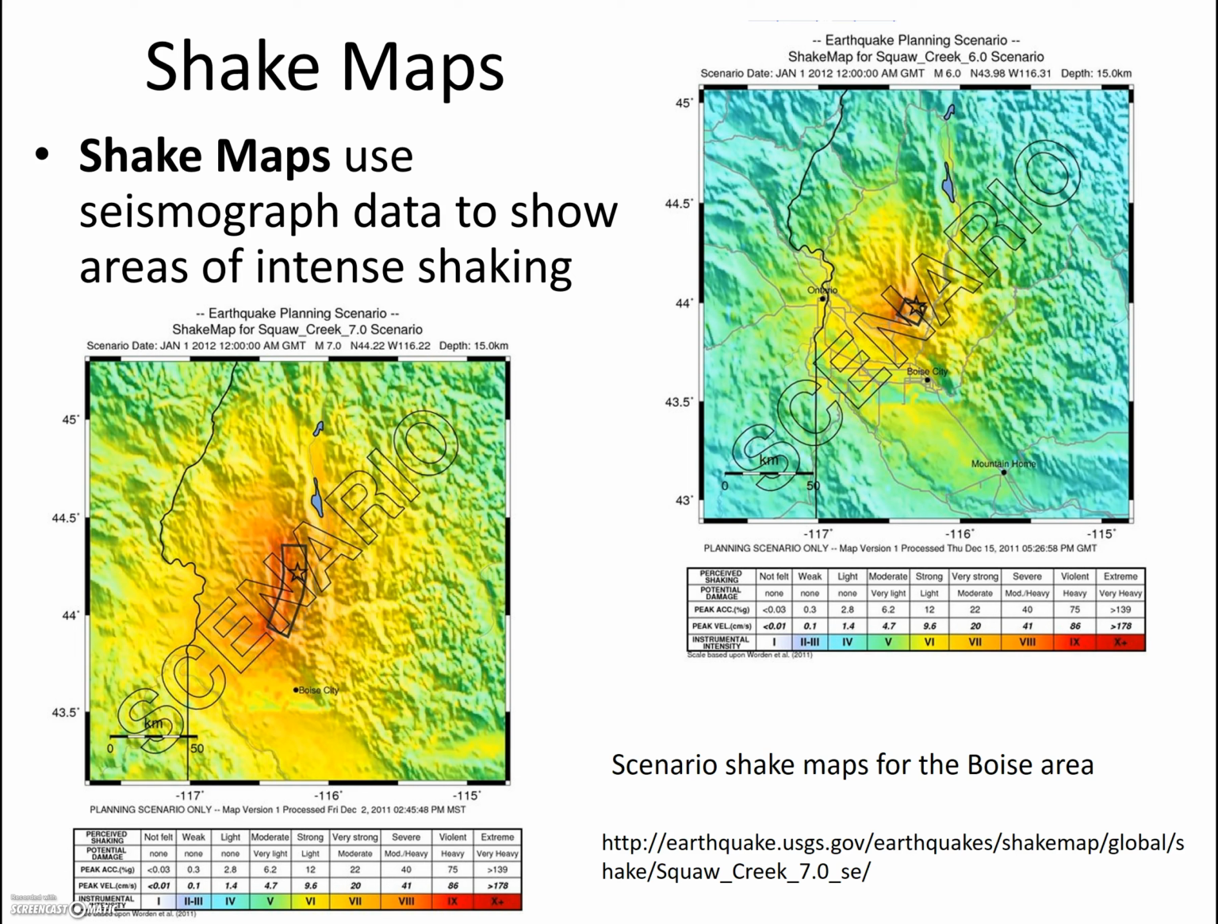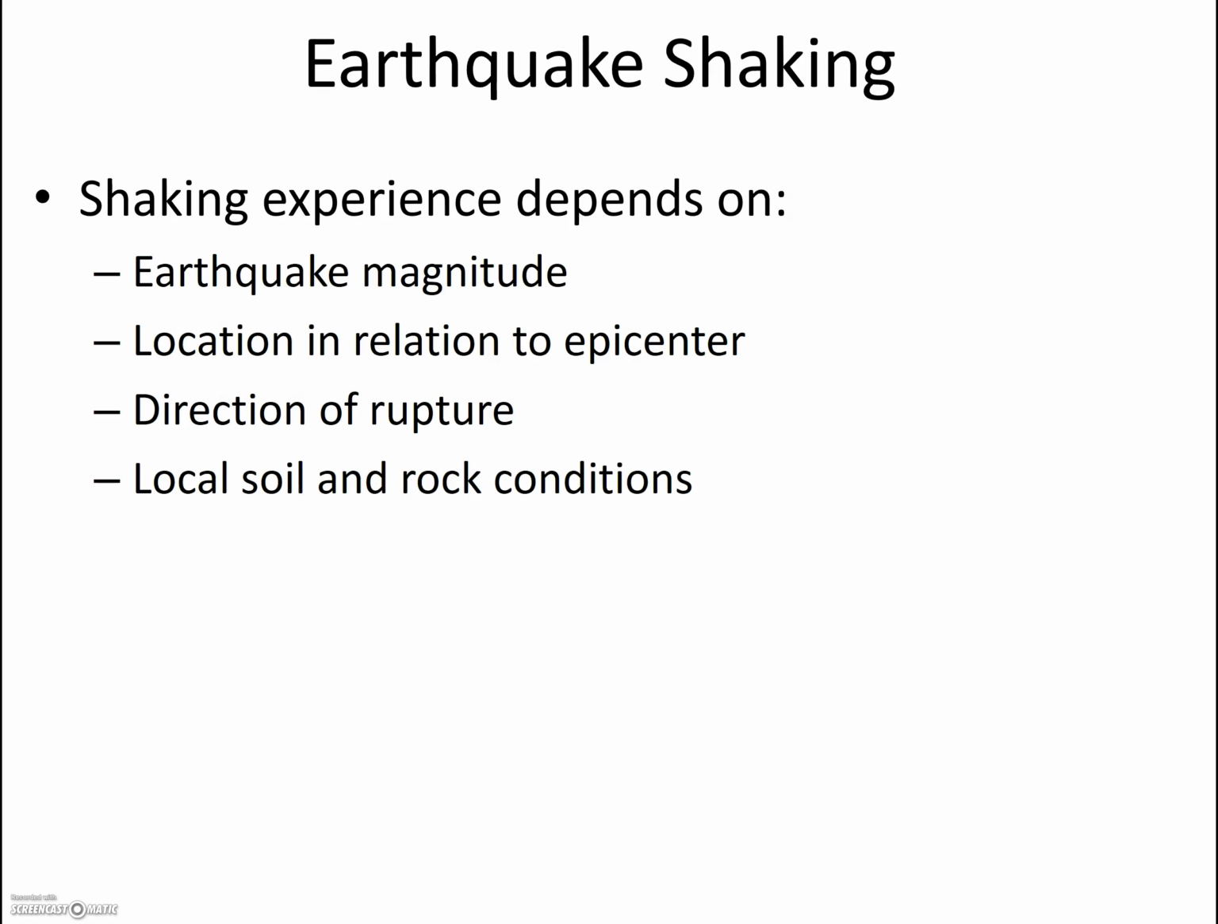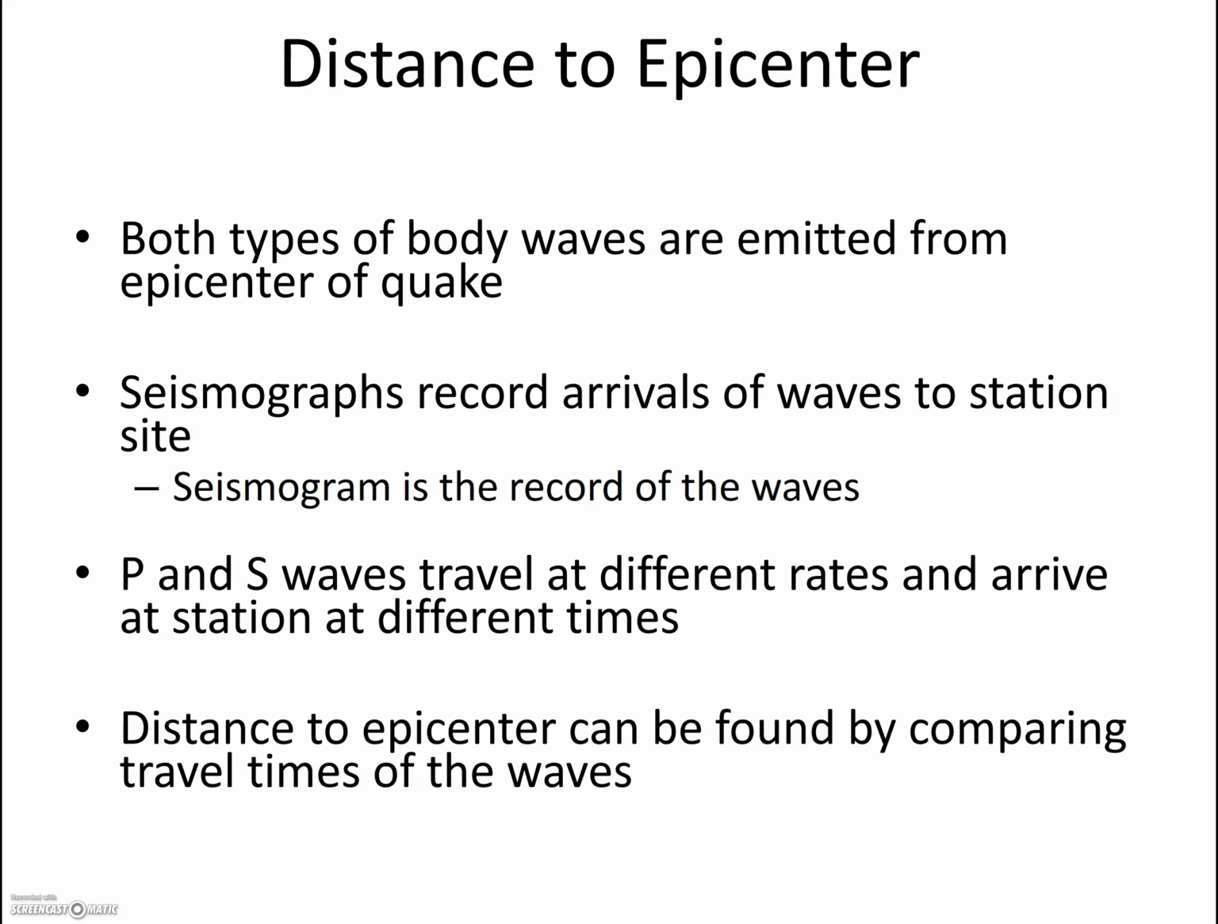During an earthquake, the shaking experienced depends on earthquake magnitude, obviously, but also location in relation to the epicenter, direction of rupture, and local soil and rock conditions. The farther a location is from the epicenter, the less shaking occurs. Both types of body waves are emitted from the epicenter of the quake.